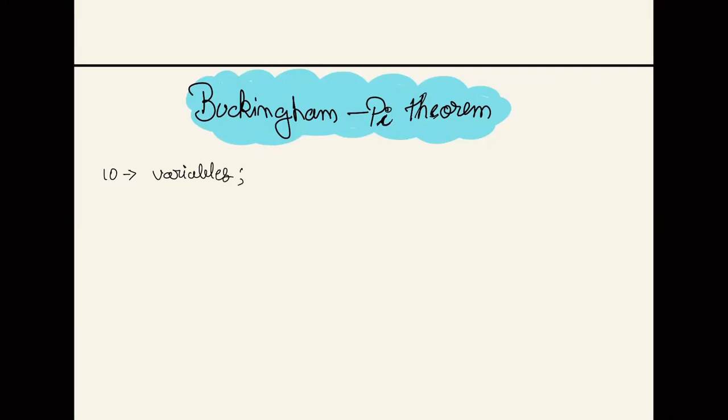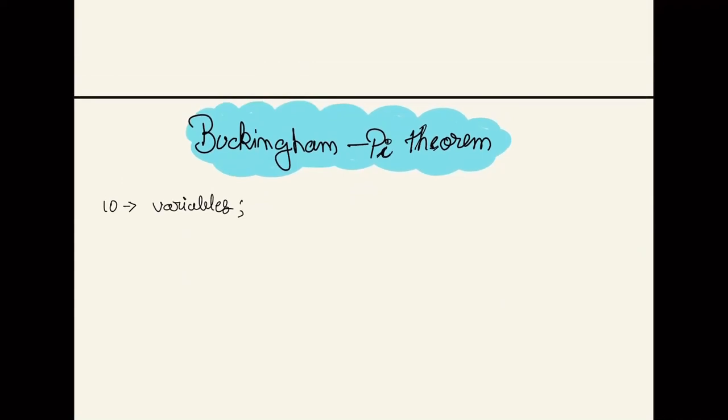Then the Buckingham pi theorem says all these variables can be expressed in how many basic dimensions? So we have mass, length, time, temperature, all those things, right? So basically in how many dimensions can we express these 10 variables? All the 10 variables that have been written above can be expressed in 5 different dimensions.